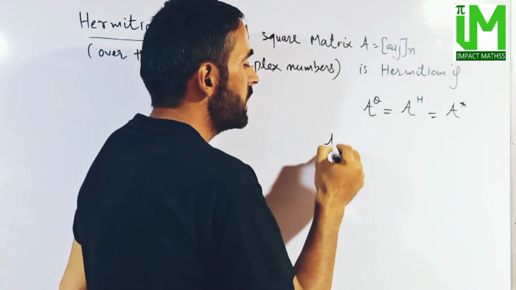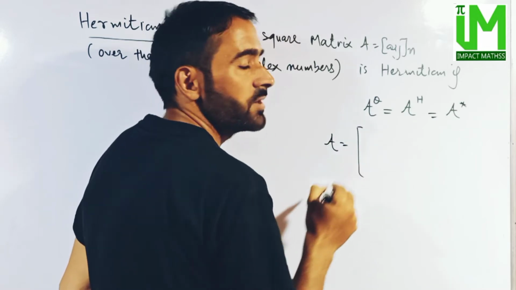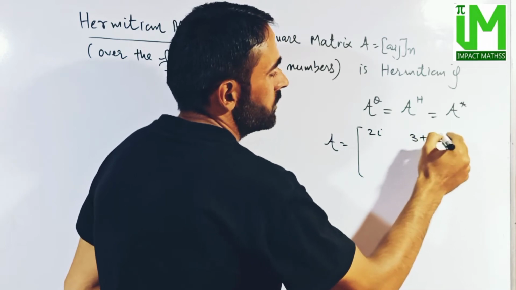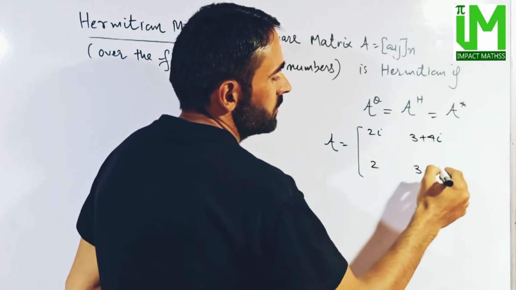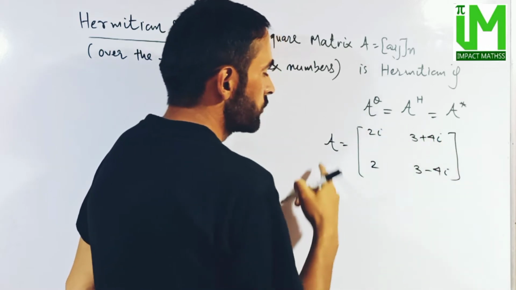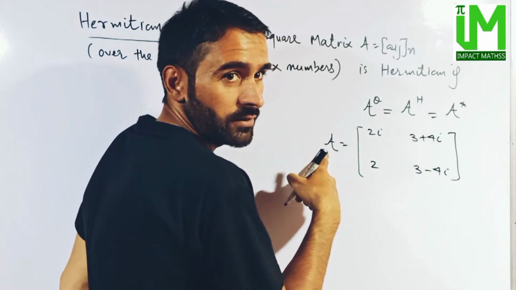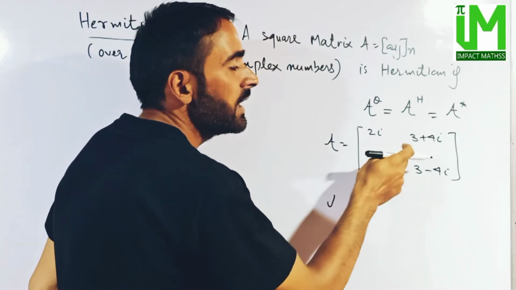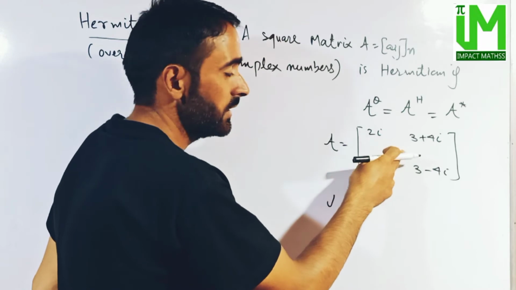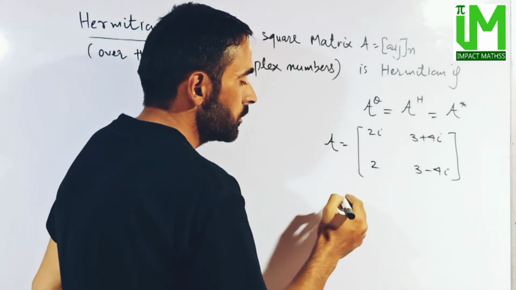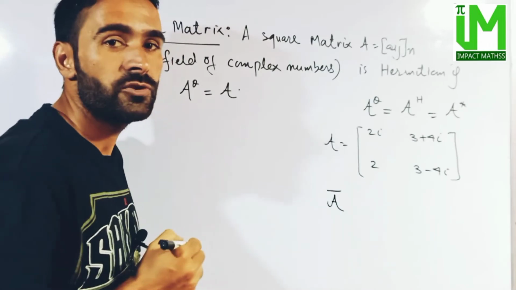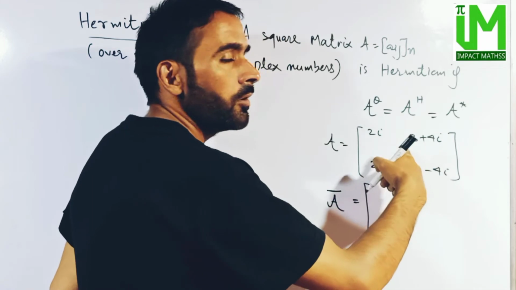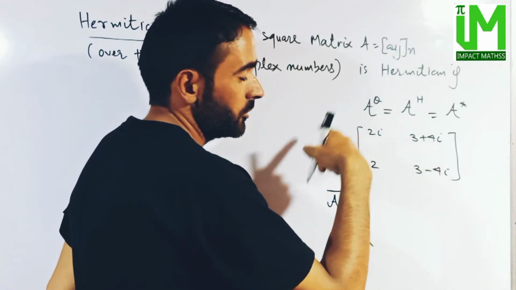Say if we have a matrix with complex entries. A is a matrix with complex entries. So this is 2i, 3 plus 4i, 3 plus 4i, 2, 3 minus 4i, 3 minus 4i. So this is a complex matrix, a matrix with complex entries. Now if we take the conjugate of every element, then the whole matrix will be called a conjugate matrix. So conjugate matrix means taking the conjugate of all the entries in a matrix.